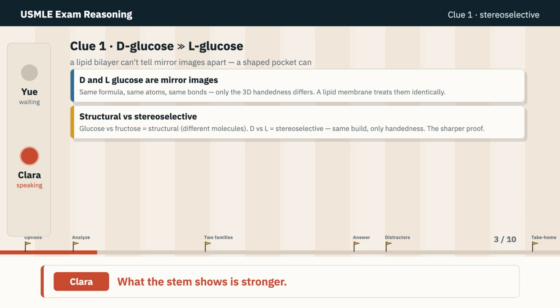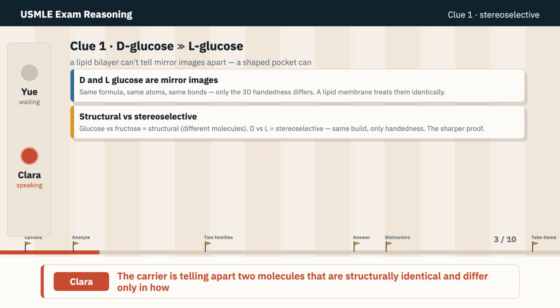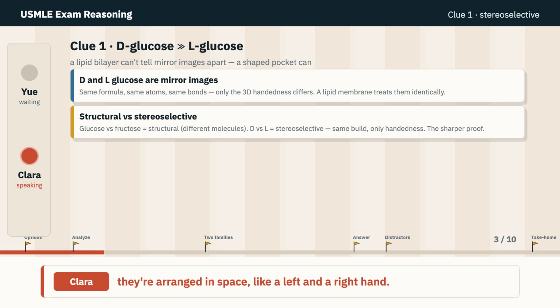What the stem shows is stronger. It's stereoselectivity. Stereo means spatial, 3-dimensional. The carrier is telling apart 2 molecules that are structurally identical and differ only in how they're arranged in space, like a left and a right hand. That is a much sharper claim.